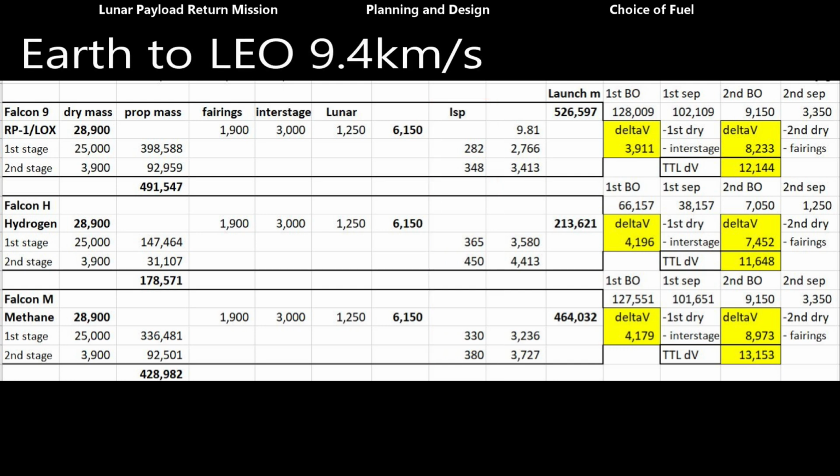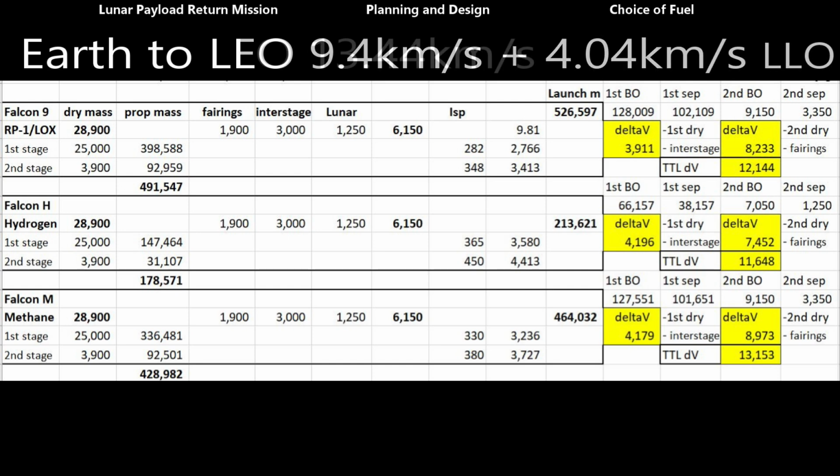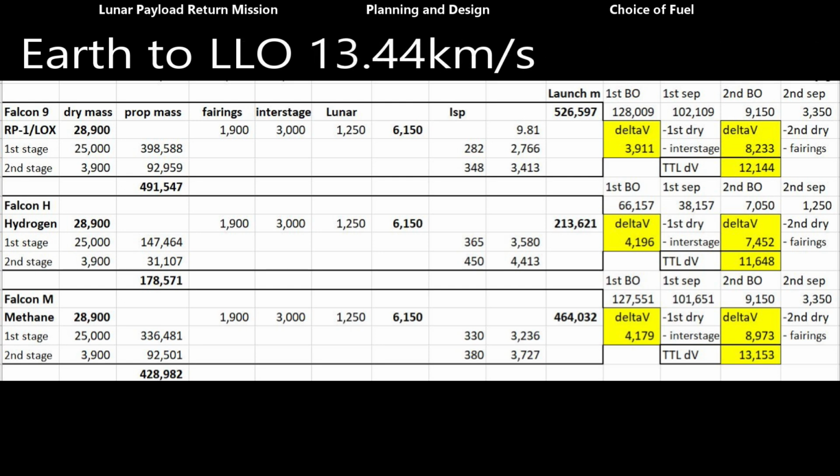We will go all expendable. But let's also add the 4.04 kilometers per second to equal 13.44 kilometers per second. The total mass of our rockets is listed here. Here you can see the first burnout mass. That's the launch mass minus the propellant burned in the first stage. There's always some residual, non-burned propellant, but we'll ignore that for now.